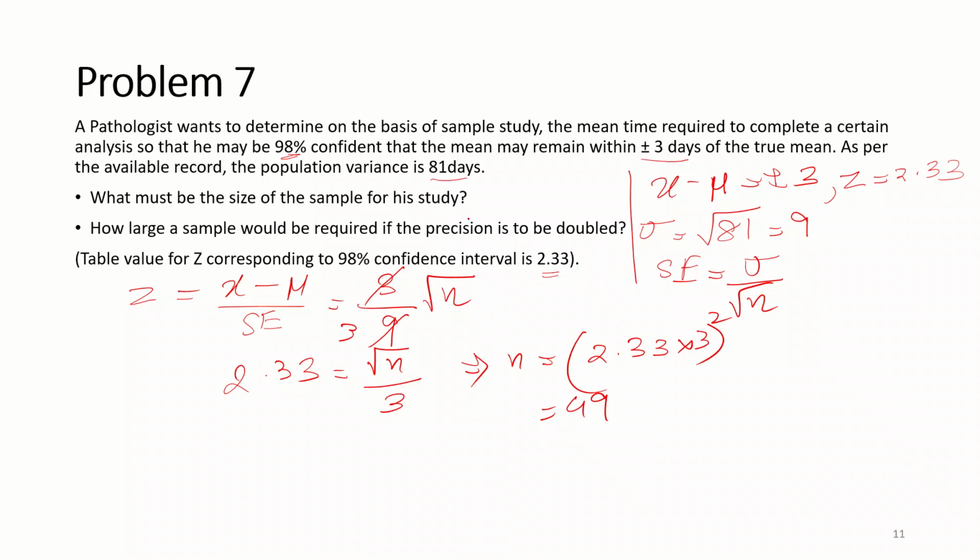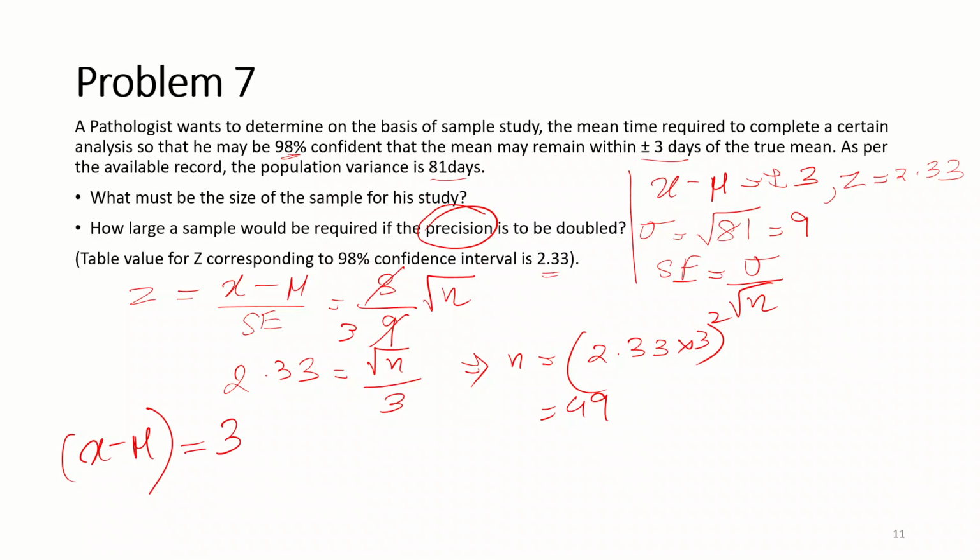So here the term is precision. When it is written that precision is to be doubled, you have to decrease this value, this x minus nu, by that factor only. This x minus nu is now 3. As it is getting doubled, you have to divide it using that factor. So in a sense it is the reverse of the spread.